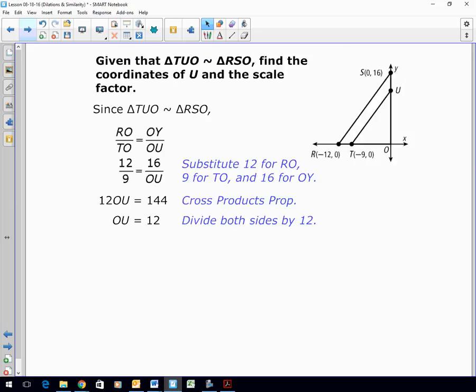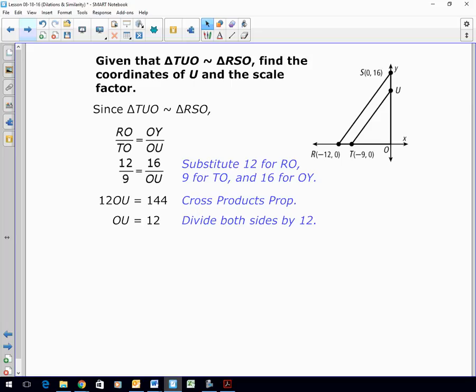Given that triangle TUO is similar to triangle RSO, find the coordinates of U and the scale factor. Alright? Guys, look at what happens here. If they are similar, that means that the sides are proportional. Okay? I know this is negative 12, 0. But how far is that from 0, 0? We call that absolute value. Right? In a coordinate plane, that's at negative 12, 0. I ain't got a problem with that.